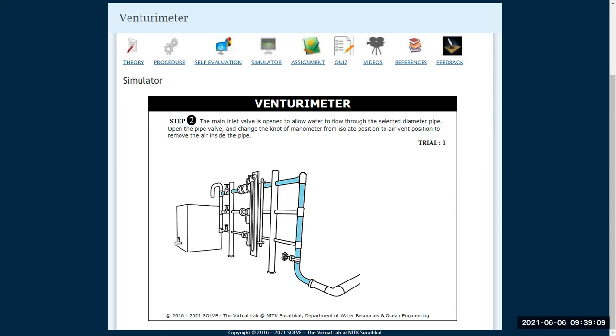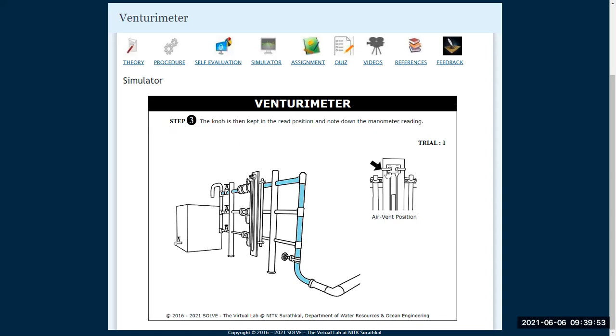The next step is to remove the air bubbles. Here you have to change this isolate position to air vent position, by turning the valve from vertical to horizontal, so that any air bubbles present inside the manometer get removed. This is a preliminary process you should follow. If there are air bubbles in the manometer, there may be an error in the manometric reading you take. Now we have removed the air bubbles.